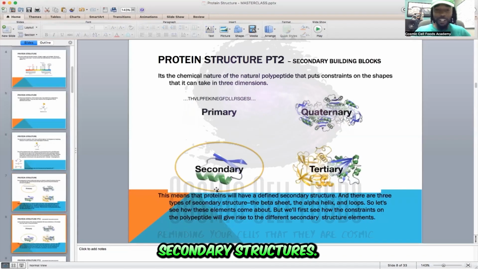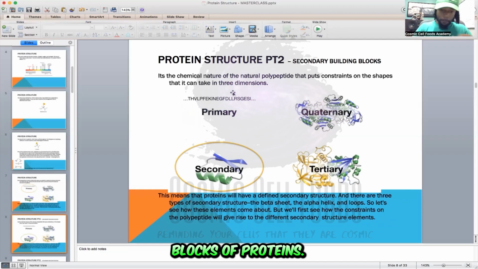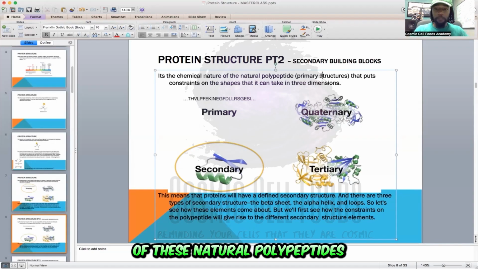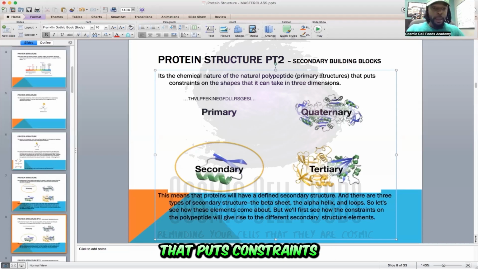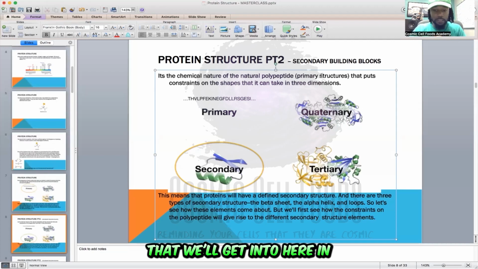Now let's get into secondary structures. All right, the secondary building blocks of proteins. The chemical nature of these natural polypeptides, or primary structures, puts constraints on the shapes that can be formed in making proteins. So it's the chemical nature, the bonding, the hydrogen bonding that we'll get into in a second.